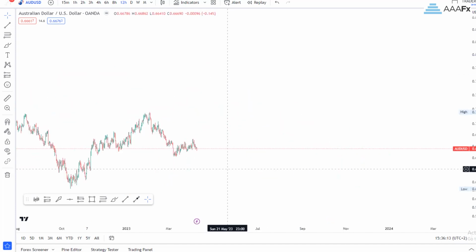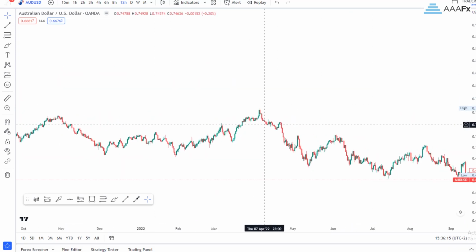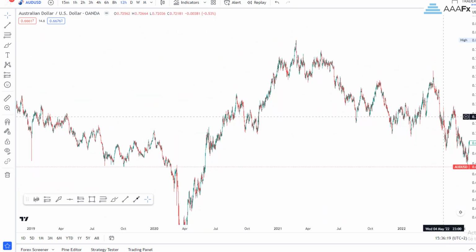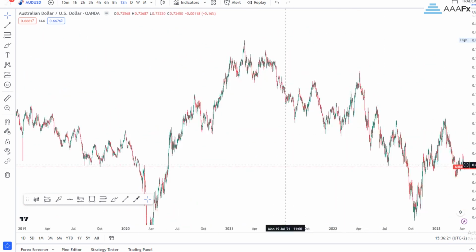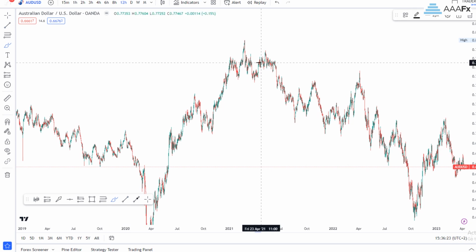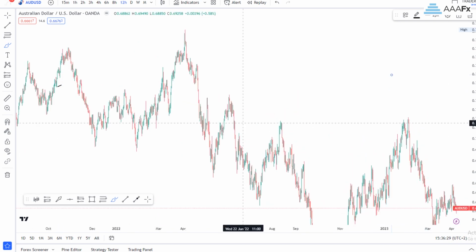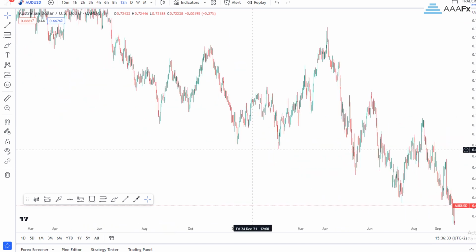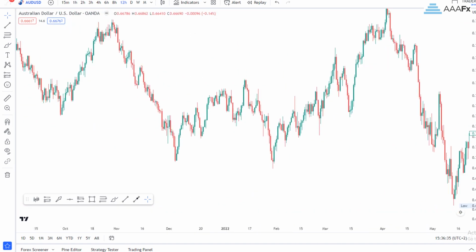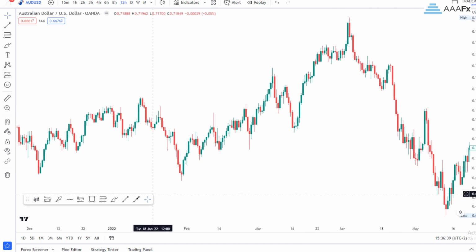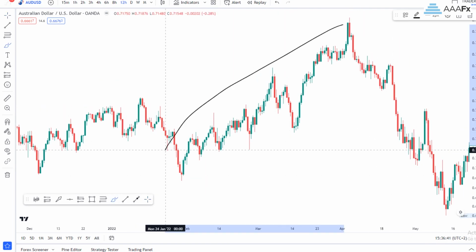Let us get on with it. So first things first, you can clearly see that we had this long term bearish structure there, and then we had this short term bullish structure.